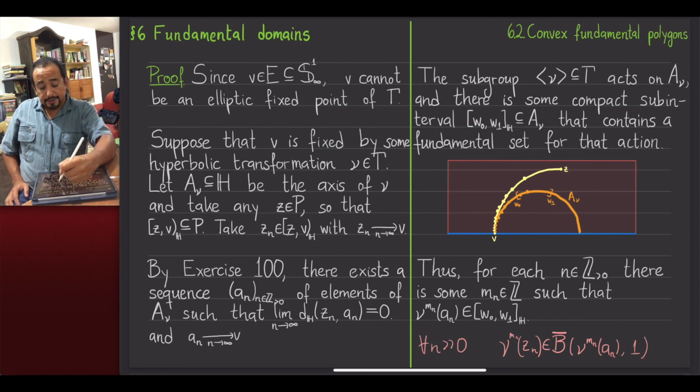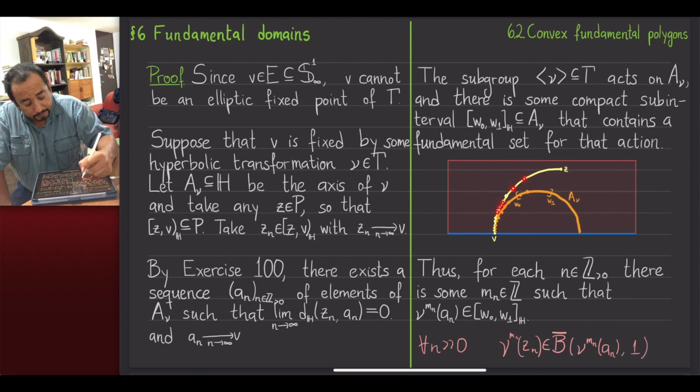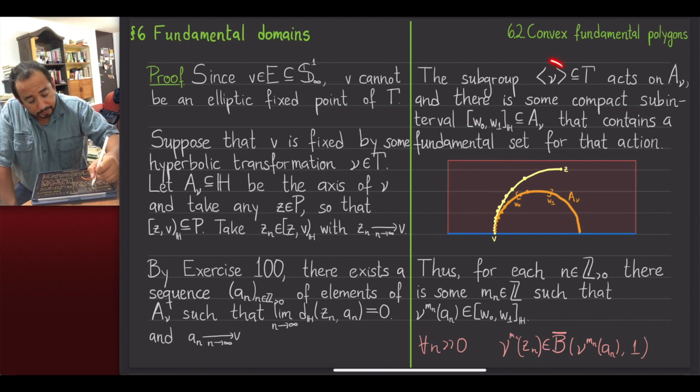Okay, so take any element Z of P. Since V is in E, this half shortest curve is entirely contained in P. And so here is the picture. This Z is in P, and together with Z, all this half geodesic is contained in P. And within that half geodesic, we can take any sequence of points that tend to V as n tends to infinity, in C bar. Now, consider the subgroup of gamma generated by nu.